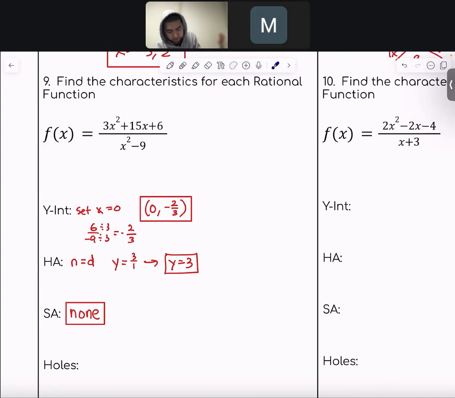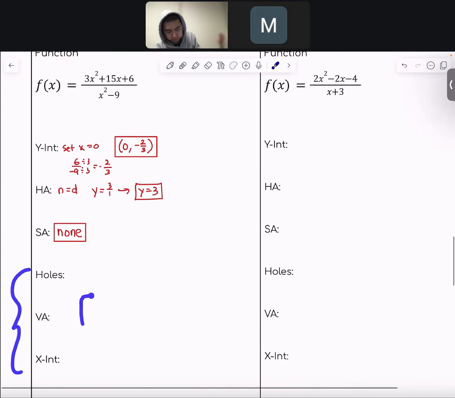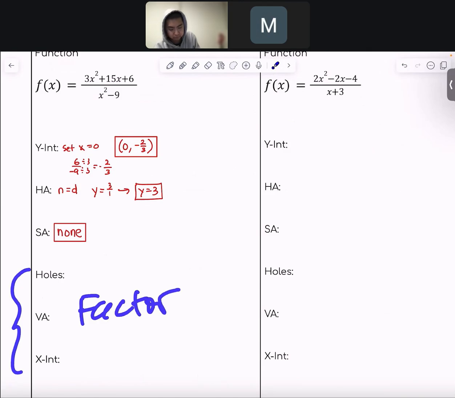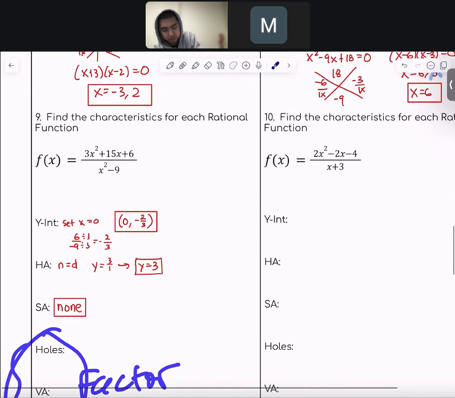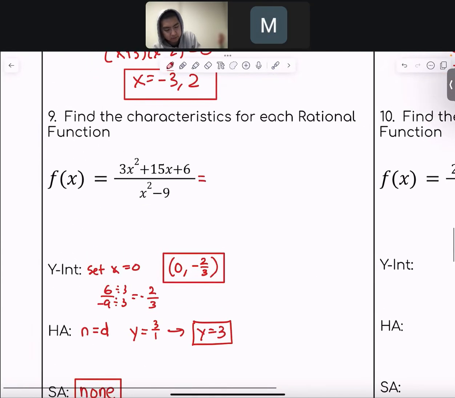Okay, now for these, you need to factor. You need to factor first for these in order to progress forward. So let's factor. Up top, you can divide all of these by 3, right? So factor out a 3, x squared plus 5x plus 2.